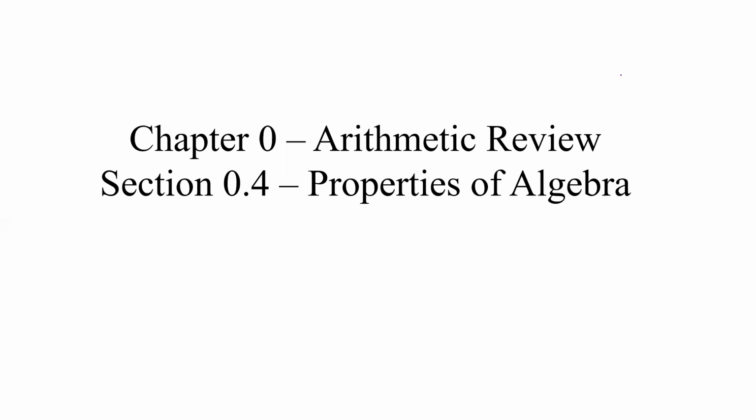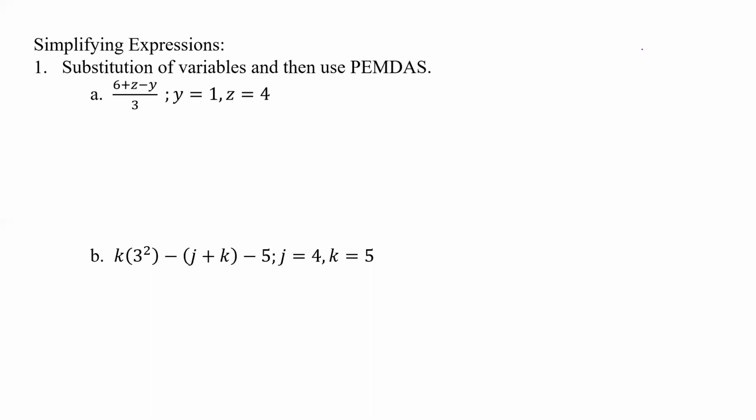All right, here's Chapter 0, Arithmetic Review. This is Section 0.4 on Properties of Algebra. So with this section, what we're doing is we're looking at how to simplify expressions. And so there's several different ways. The first one is substitution of variables, and then we're going to use PEMDAS to simplify after that.